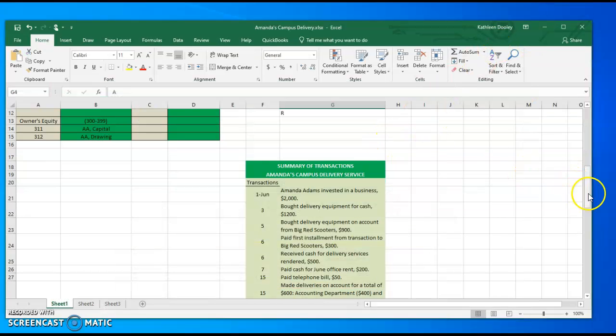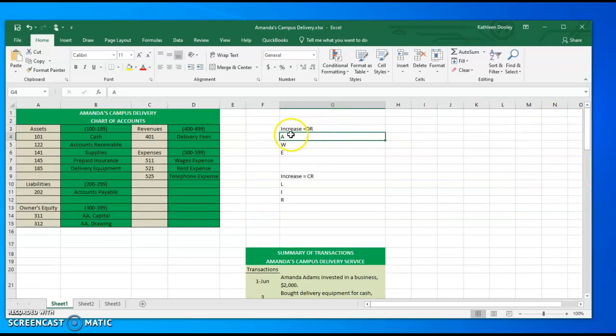So I look up asset. Do I have an increase? No, I have a decrease. So it's the opposite of debit, which is credit. And I had a decrease in liabilities. I look up liabilities. Do I have an increase? No, I have a decrease, which is going to be the opposite of credit, which is debit. So I'm going to debit the liability and credit the asset.